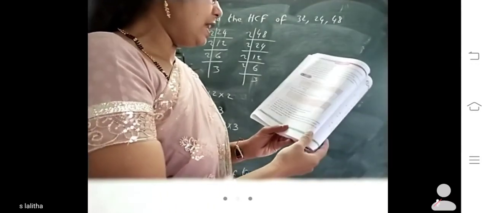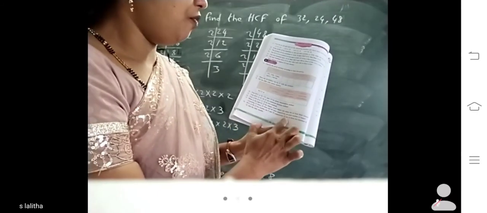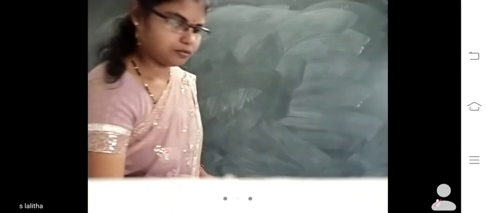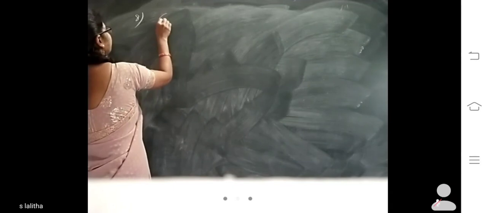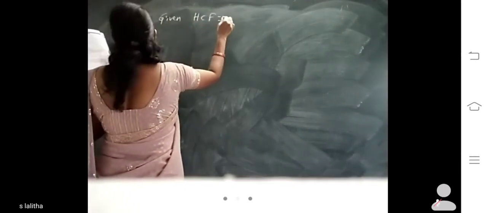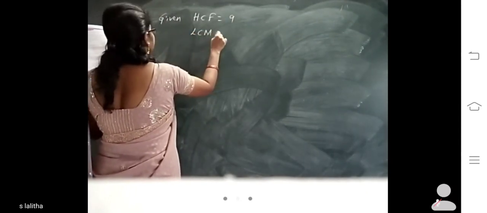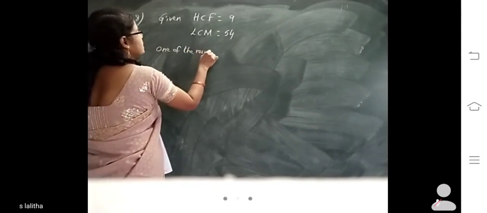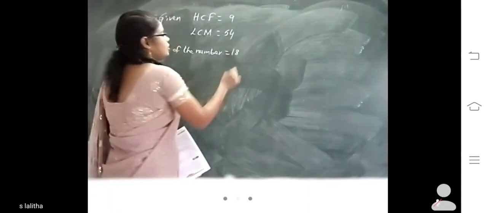Next question. The HCF and LCM of two numbers are 9 and 54 respectively. If one of those two numbers is 18, find the other number. You have to use the relation between LCM and HCF. HCF and LCM are given and one of the numbers is also given. You have to find the other number. Given HCF equal to 9, LCM equal to 54, one of the numbers equal to 18. We have to find the other number.